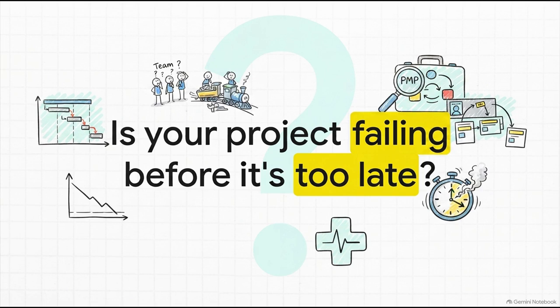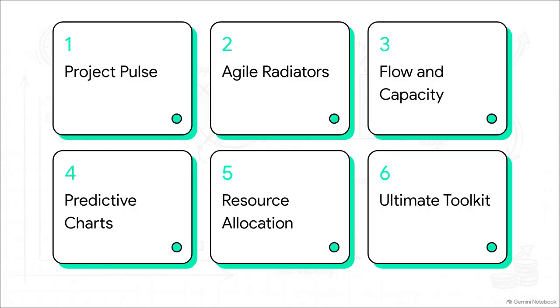How do you actually know if a project is failing before it's too late? Too often, teams don't realize a project is in critical condition until the deadline is already blown. We are going to fix that today by transforming some pretty dense PMP and agile tracking metrics into a highly actionable diagnostic toolkit. Here's our diagnostic checklist for today.